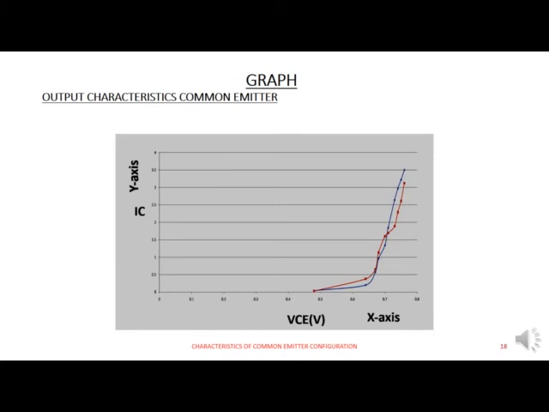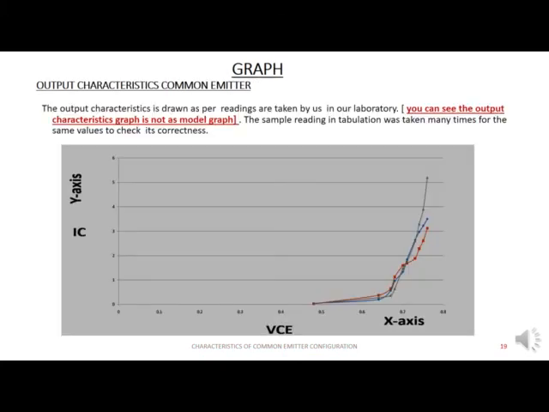And for the second reading and for the 3 readings, here are the output characteristics drawn as per the readings taken by us in our laboratory. You can see the output characteristics graph is not the same as the model graph.